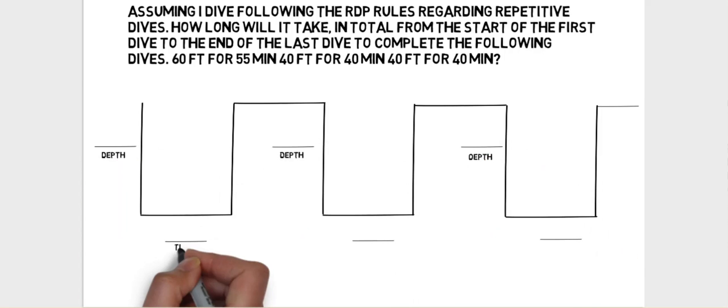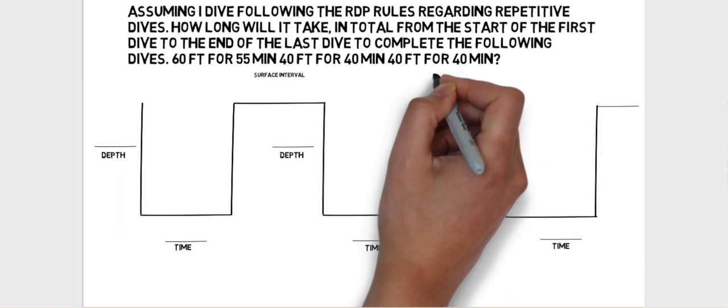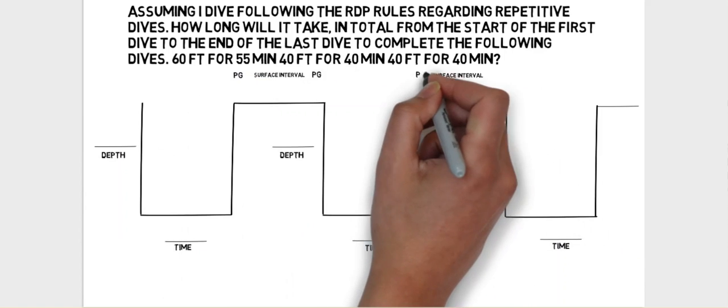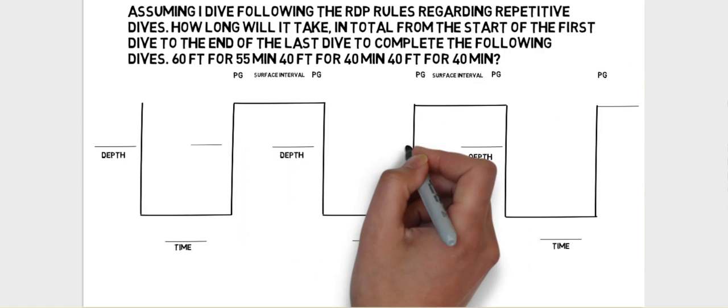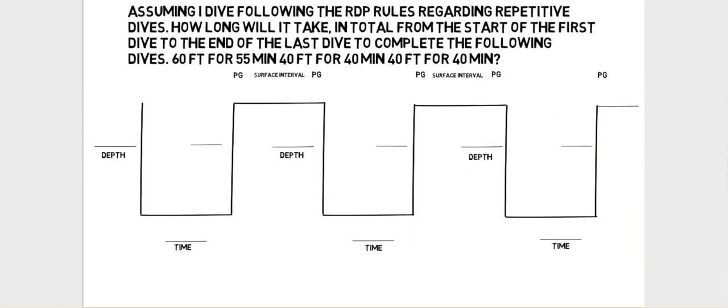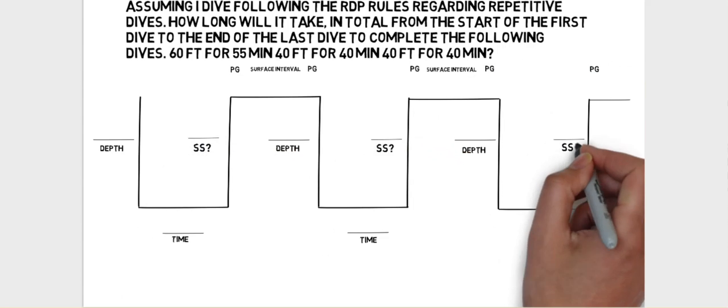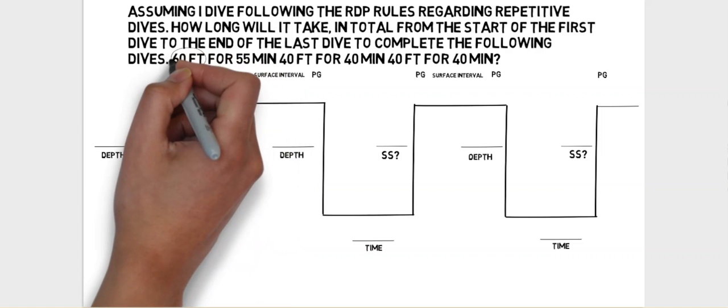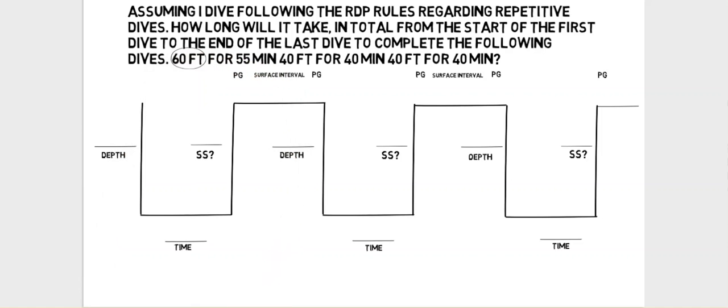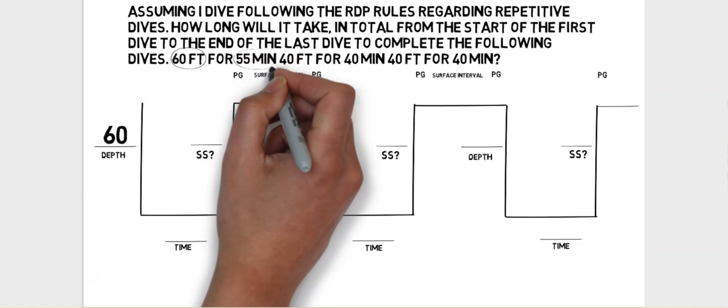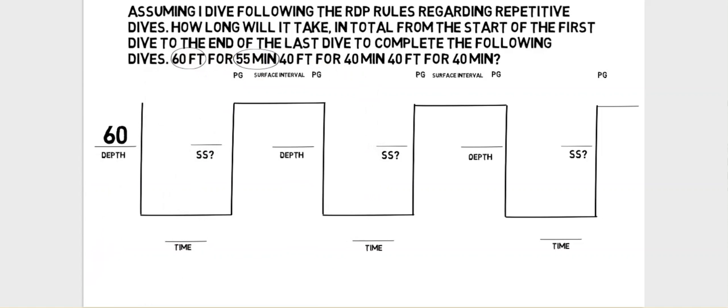I'm going to draw out a 3-dive diagram, and I'm going to make sure I put my safety stop reminder in there, because of course I have to include any required safety stop in my addition of the total time required to go through this series of dives in a day. I also need to think to myself, deepest dive of the day first. Well, 60 foot is the deepest dive listed here, so I'm going to enter the 60 foot in for 55 minutes.